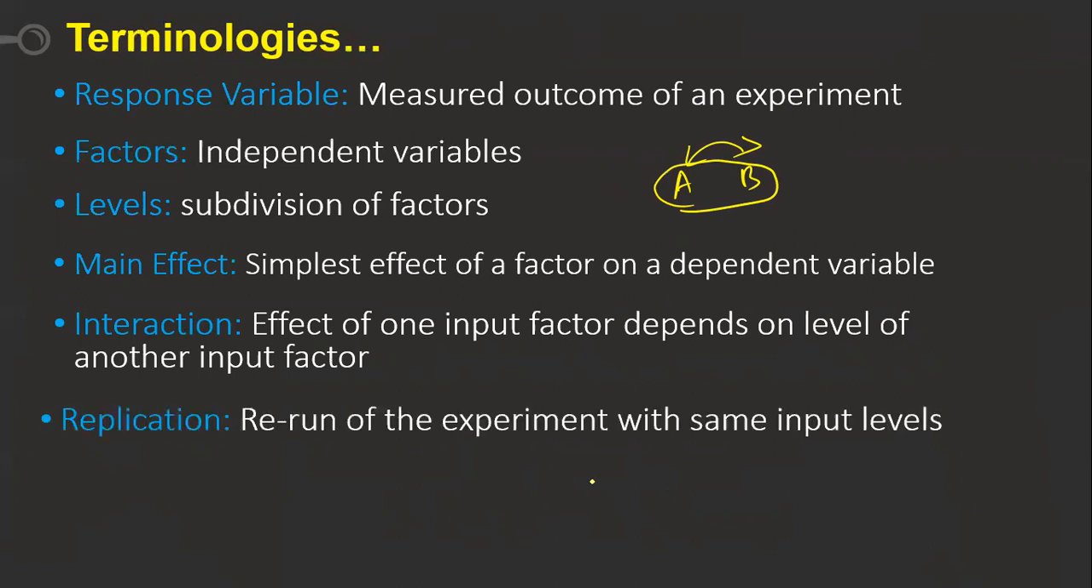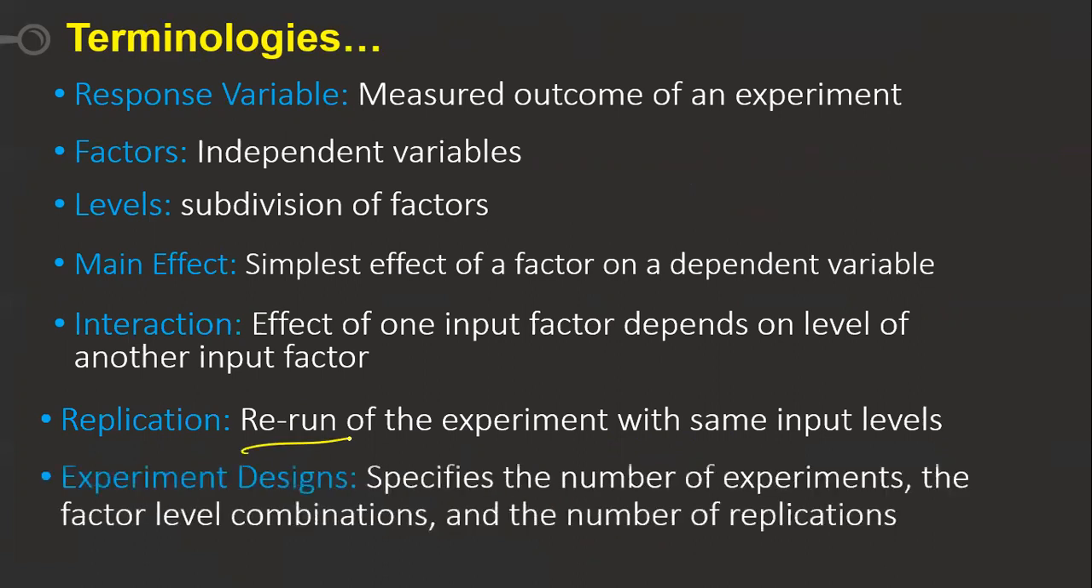Now what is called replication? I have done one experiment. I have given a pill, a diet and an exercise for him for the first day. The same thing I'm going to give for the second day, adjusting some levels of this. That's called the replication. It's nothing but the repeat. How many times I'm repeating the same experiment is called the replication. We usually call it a rerun, with the same input levels. Now experiment designs specify the number of experiments, the factor level combinations, and the number of replications. This is called the experimental design here.